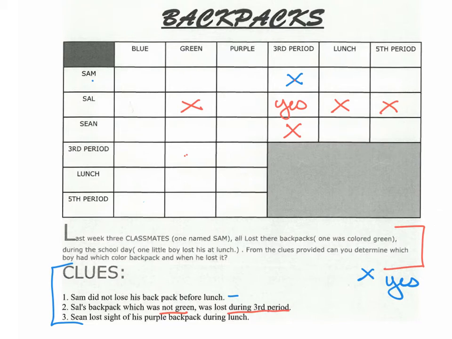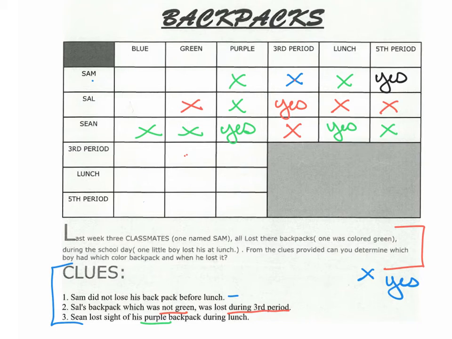Last clue. Sean lost his purple backpack during lunch. Okay, so Sean has a purple backpack, so nobody else can, and he can't have any other color. So we know he lost his during lunch, so no other time, and nobody else can. So now if we fill in the blanks, we know that Sam lost it during 5th, Sal lost it during 3rd, and Sean lost it at lunch.